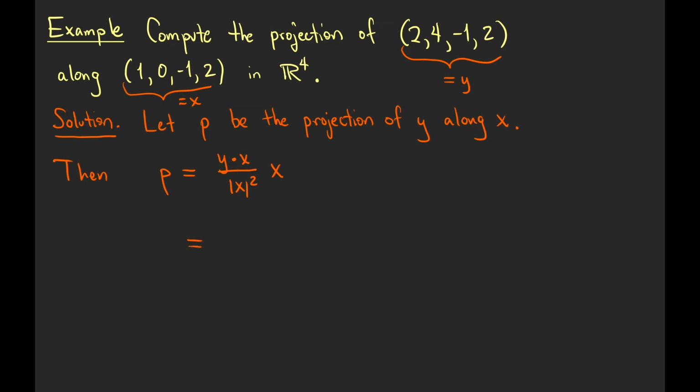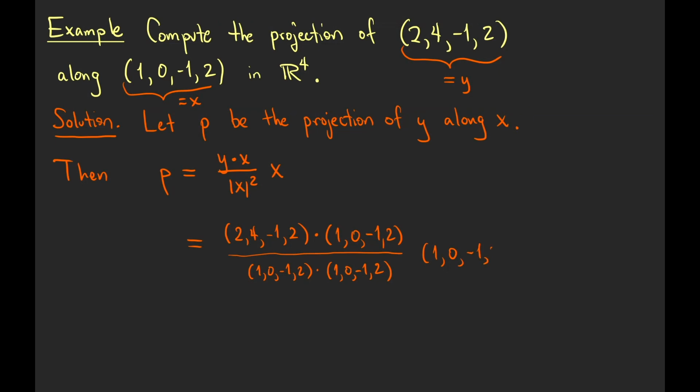All right, so what is that? Well, we have to do y dot x, so we multiply their coordinates and we sum. Let's write it all down just to be careful. So we have (2, 4, -1, 2) dot (1, 0, -1, 2), divided by (1, 0, -1, 2) dot (1, 0, -1, 2), and all of that times x, (1, 0, -1, 2).